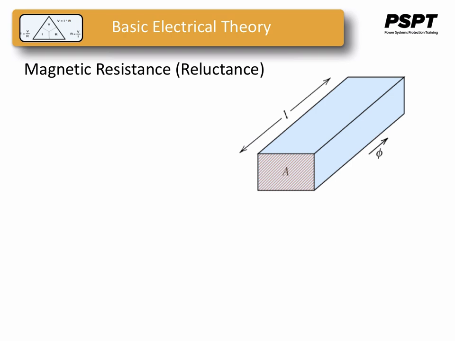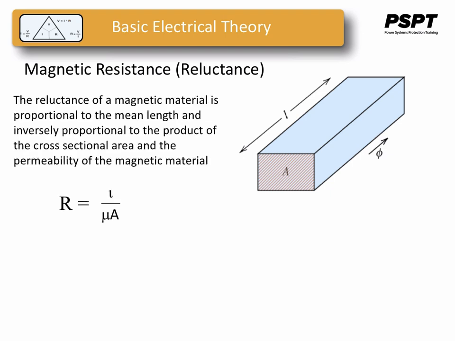The permeability of material and its capability of either supporting or resisting a magnetic field is called reluctance or magnetic resistance. The reluctance of a magnetic material is proportional to the mean length of that material and inversely proportional to the cross-sectional area, and of course the permeability of the magnetic material itself.